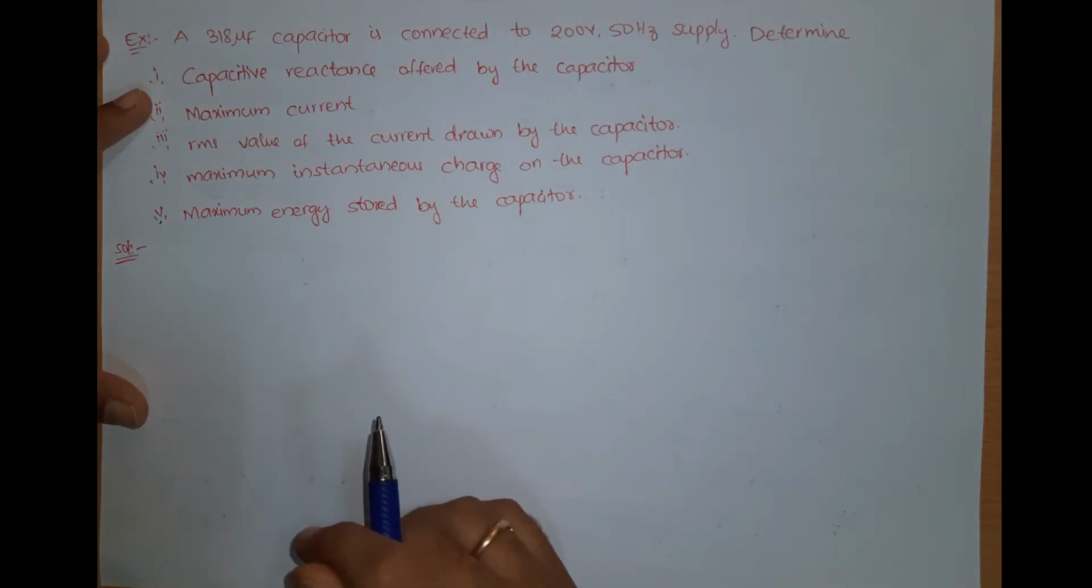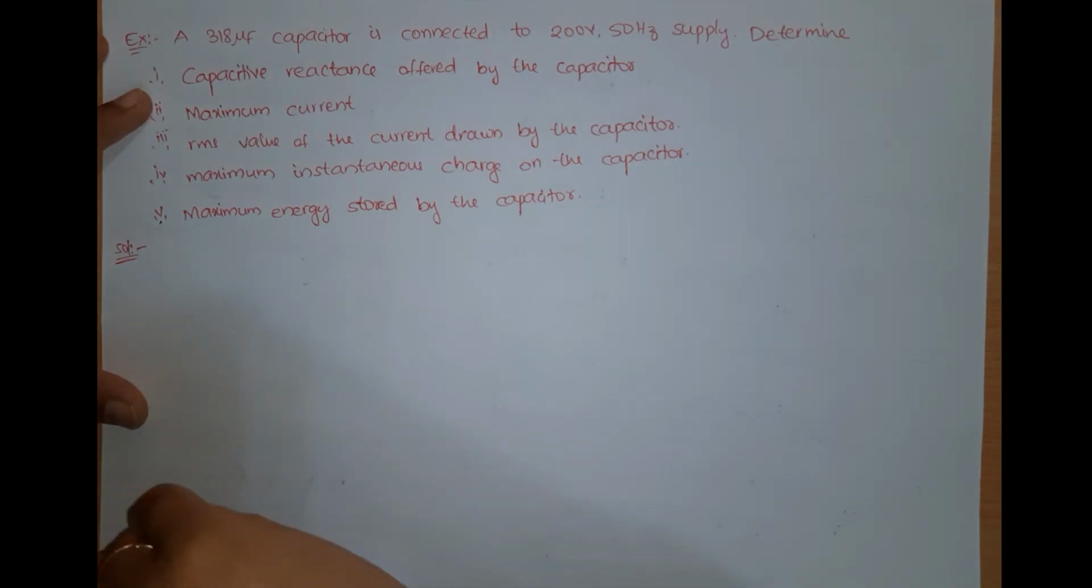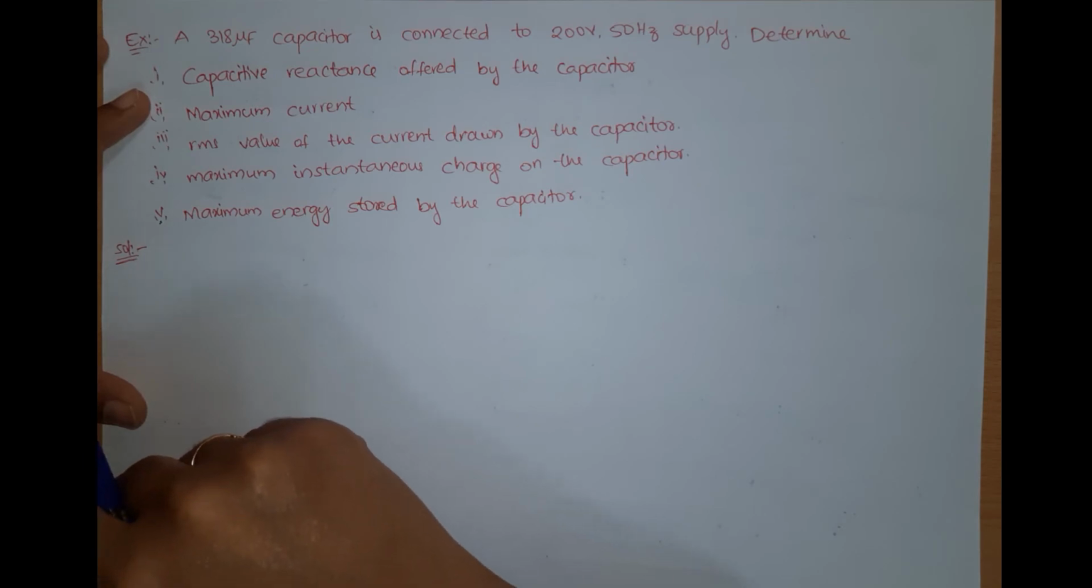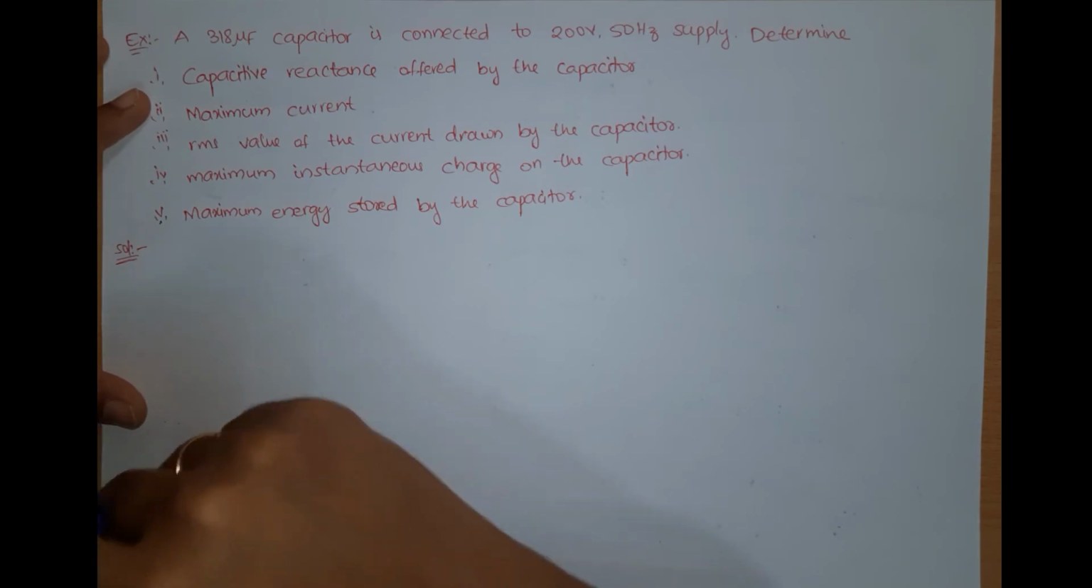So here is an example given. A 318 microfarad capacitor is connected to a 200 volts 50 Hz AC supply. Determine the capacitive reactance offered by the capacitor, the maximum current, the RMS value of the current drawn by the capacitor, the maximum instantaneous charge on the capacitor, and the maximum energy stored by the capacitor. Now let us calculate each one of these one by one.